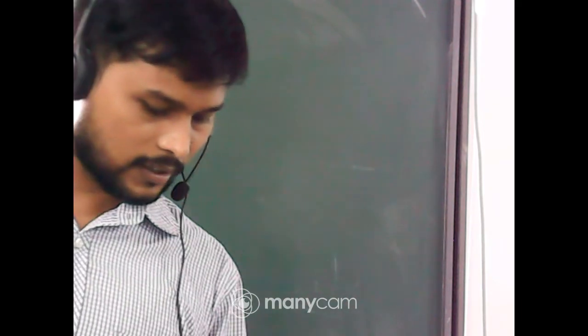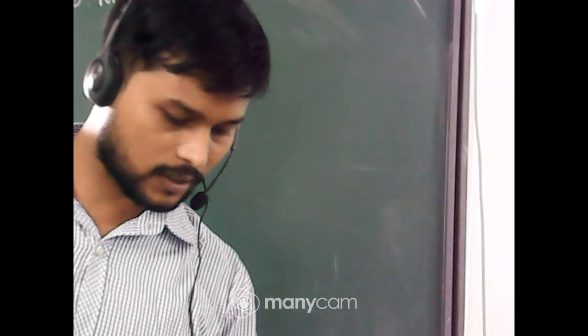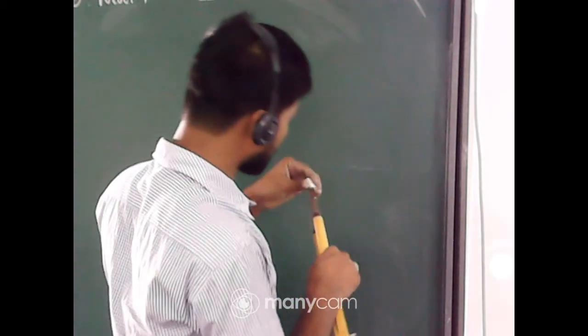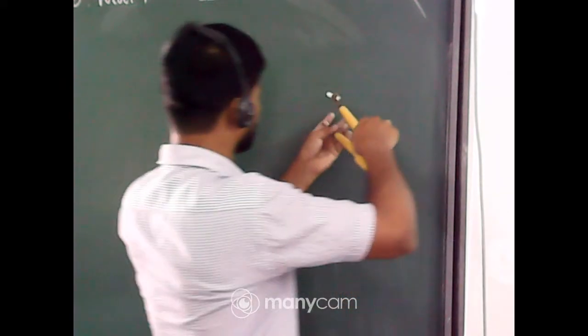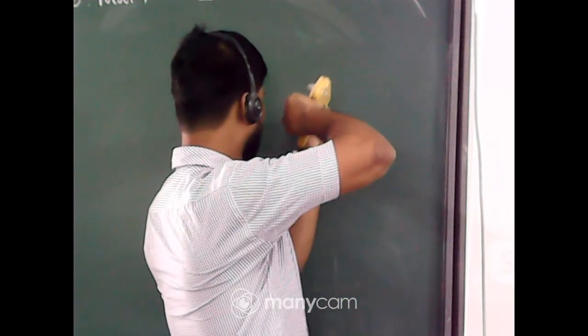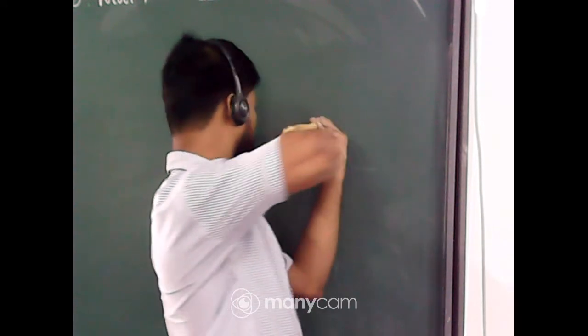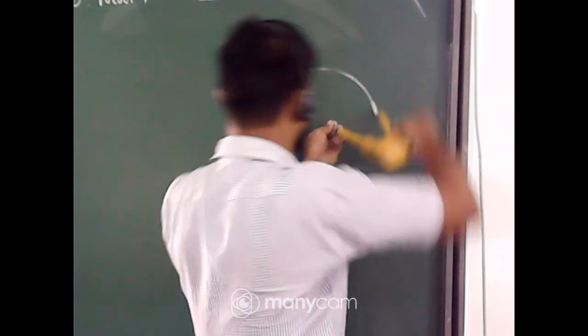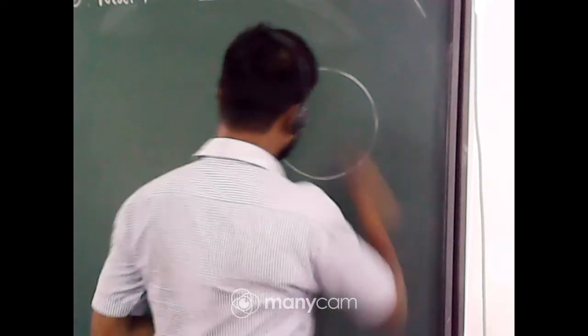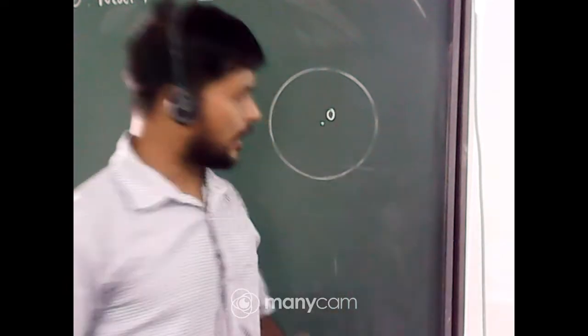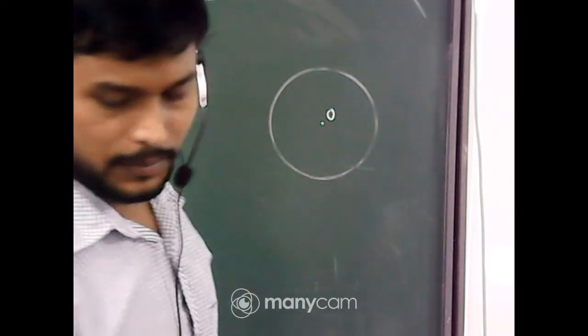Question number 8. Question number 8 is: a quadrilateral ABCD is drawn to circumscribe a circle. The diagram is also given. So draw a circle first. Draw a circle whose center is O. And now draw a quadrilateral which circumscribes this circle.